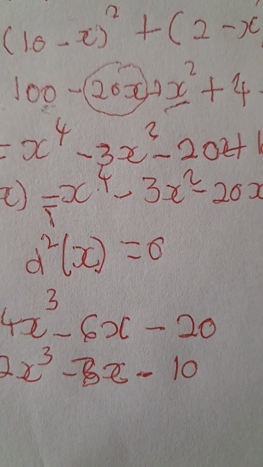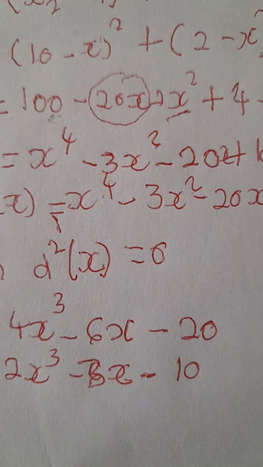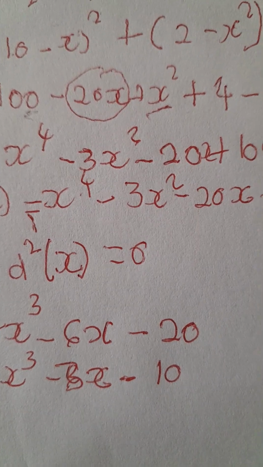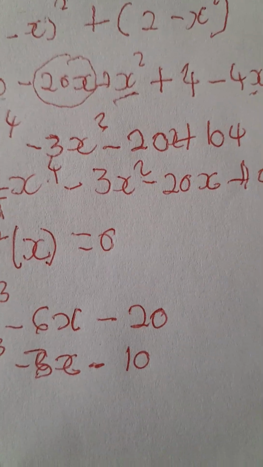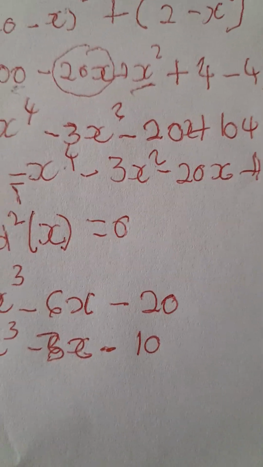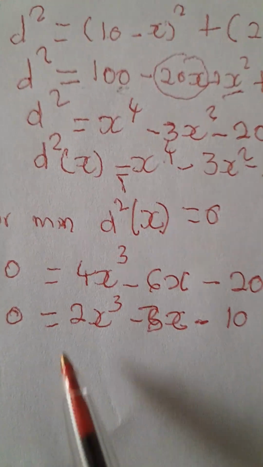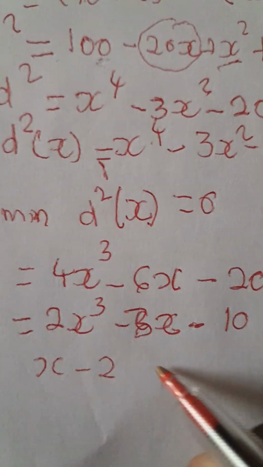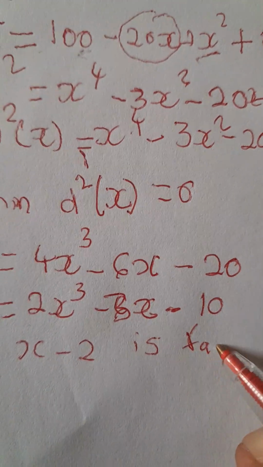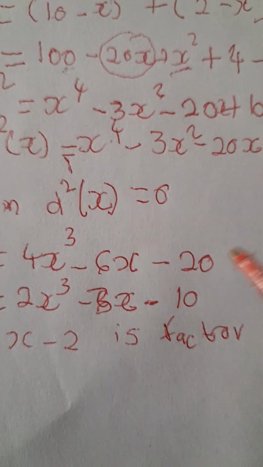So if I place 2 there, where there's x cubed and where there's 3x, then let's see what we are going to be left with. Minus 10, we'll be left with 0 if you place 2 here. So it will be left with 0, meaning that x minus 2 is a factor in this equation.